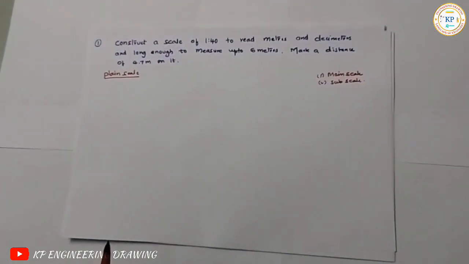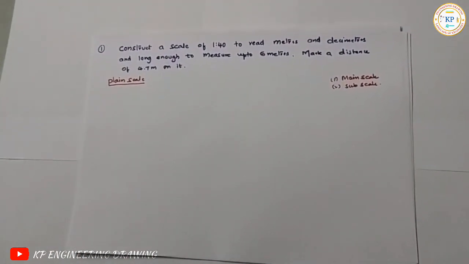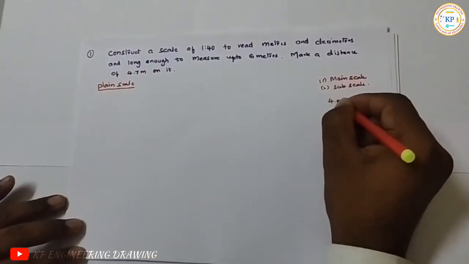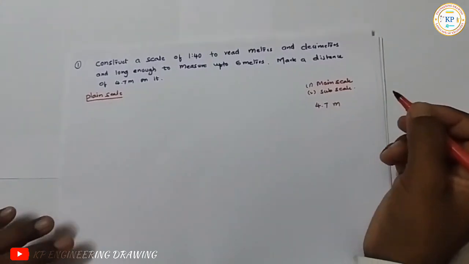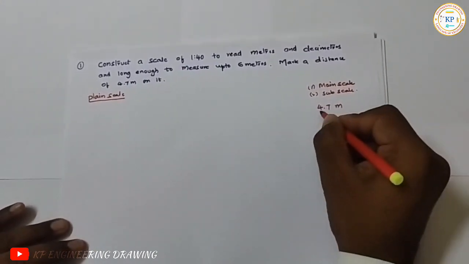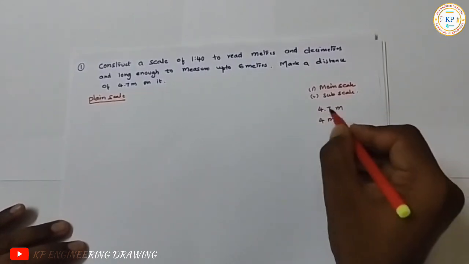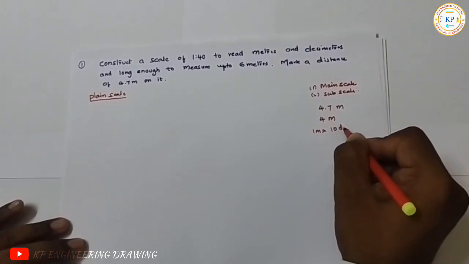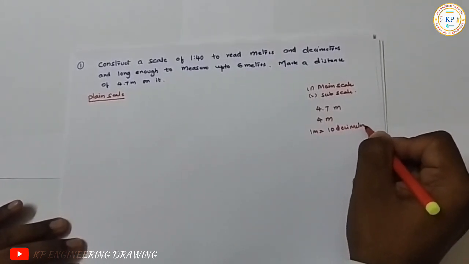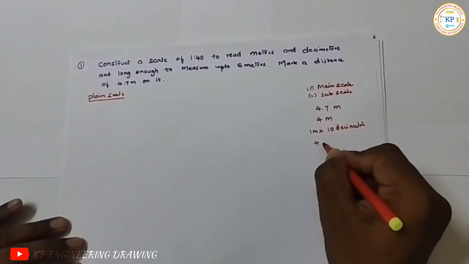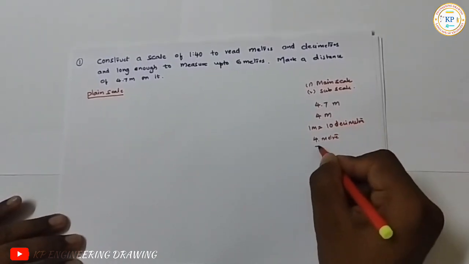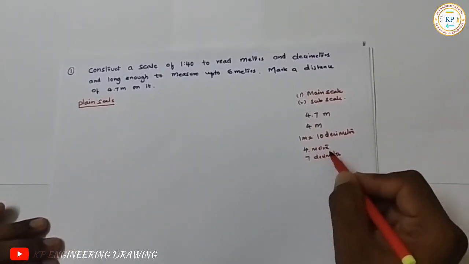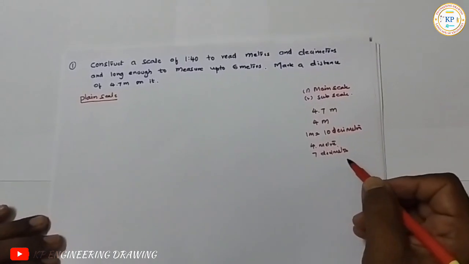Okay, so now we are going to show a plane scale and we are going to mark 4.7 meters on it. So the problem is asking us to mark 4.7 meters. So 4 meters and its conversion: 1 meter is equal to what? 10 decimeters. So we need to mark 4 meters and 7 decimeters. So the main scale will be the meter scale and the subscale will be the decimeter scale.